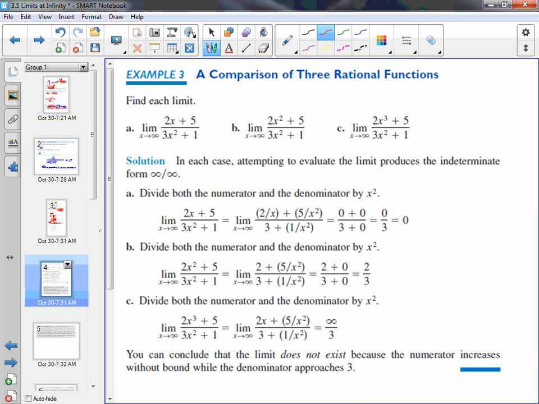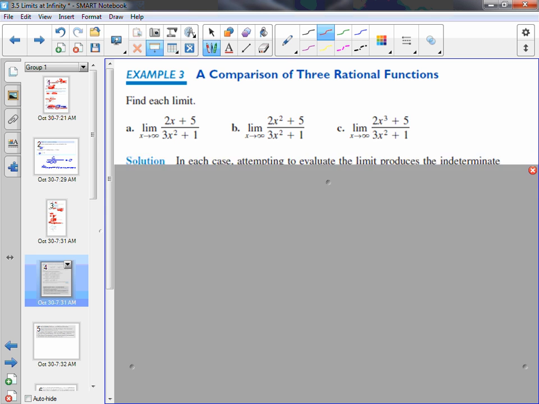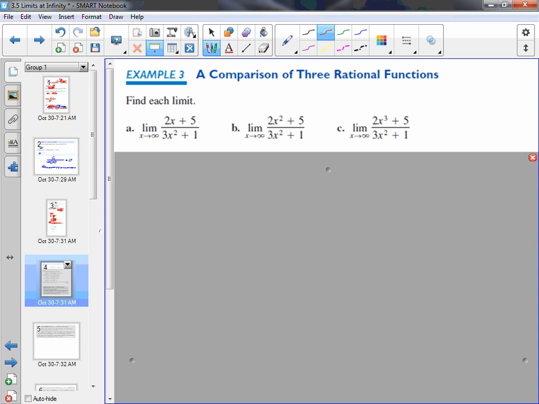Let's look at example 3. Find each limit. Now, let's look at all of them as a group first. Notice that these functions are very similar to each other. Notice also that in each case, if you tried to substitute an infinity in for x, you'd end up with infinity in the numerator and infinity in the denominator, wouldn't you? Which we've already said is an indeterminate form. And the last example told us to divide the numerator and denominator both by x, but that's because x was the largest power of x in the denominator.